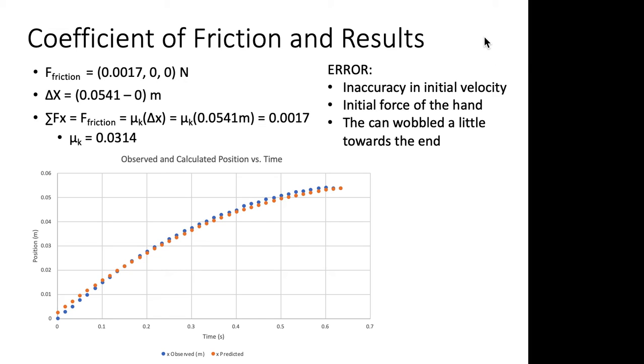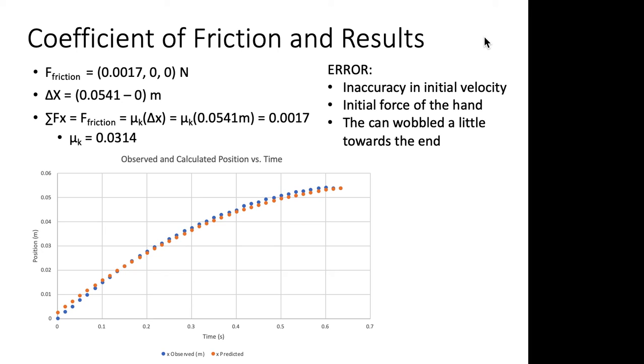So I decided to find the coefficient of friction. I used that the friction force from my GlowScript was 0.0017 newtons, and my delta x was determined from Tracker, so I used this to calculate my coefficient, which came out to be about 0.0314. As you can see here, I have an Excel graph of the observed and predicted positions versus time, and they're quite similar. There are some discrepancies between the initial and final positions for the computational model, but they are pretty similar and they both account for a frictional force.